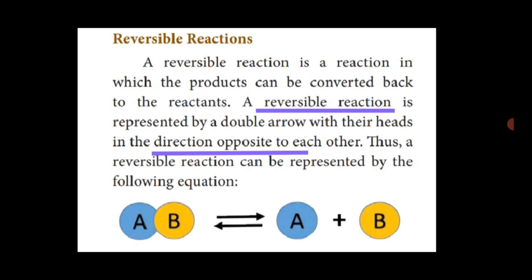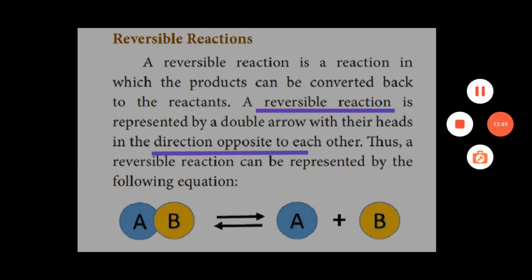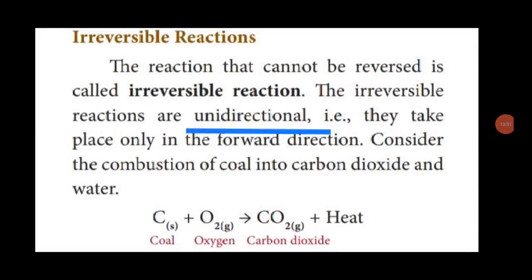This is a bidirectional reaction. That means forward reaction and backward reaction. But irreversible reaction occurs only in one direction. Uni means one direction. That is forward reaction. Consider the combustion reaction, for combustion of coal into carbon dioxide and water. Coal's main source is carbon. Carbon combined with oxygen gas forms carbon dioxide, water and heat energy. Already we know combustion reaction gives two products, namely carbon dioxide and water.